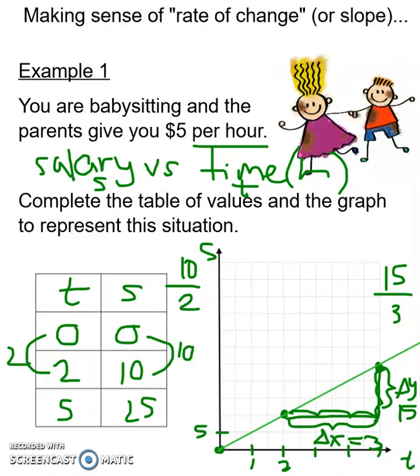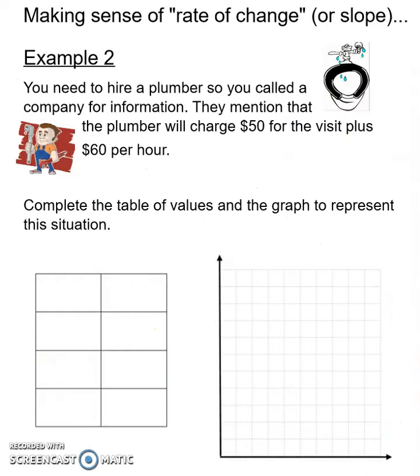Now let's look at a different example. Oh, one more thing I forgot: when you do your graph, you should always give it a title. So you should give it a title here, babysitting. And the same for your table of values, you can use the same title.